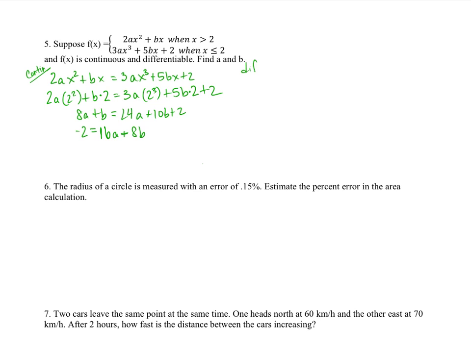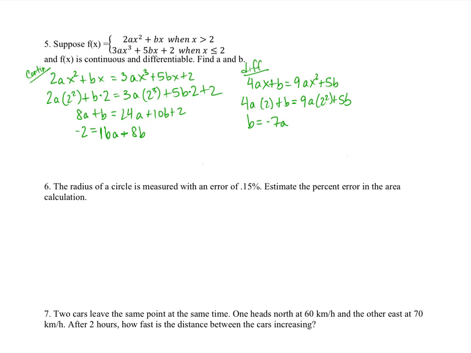For the differentiable part, we can do the same thing. We know it's differentiable, so at x equals 2, the derivatives will have the same value. We take the derivative of the first part, which gives 4ax plus b, and take the derivative of the second part and set them equal to each other. This becomes 9ax squared plus 5b, again at x equals 2. So I'll plug in that value: 4a times 2 plus b equals 9a times 2 squared plus 5b. Cleaning all this up, I'll spare you the formalities, we end up with b equaling negative 7a.